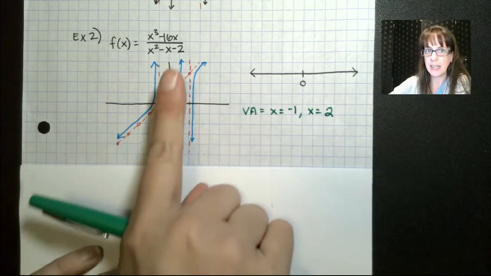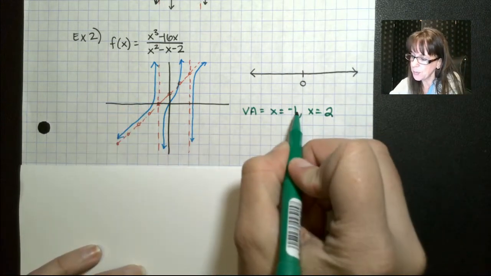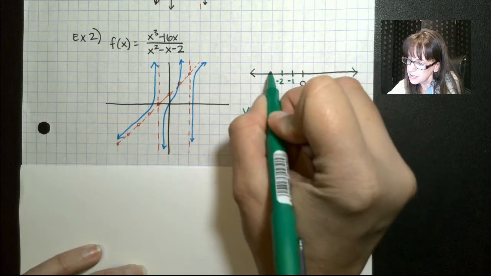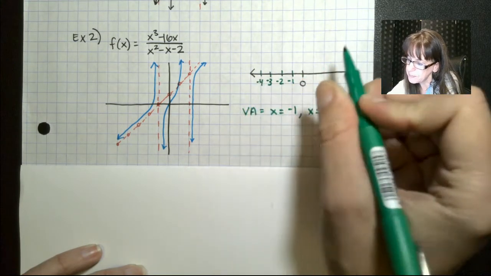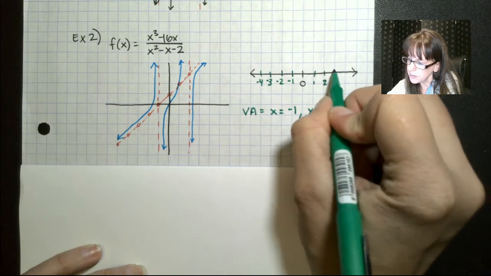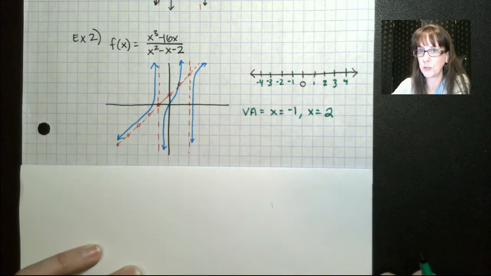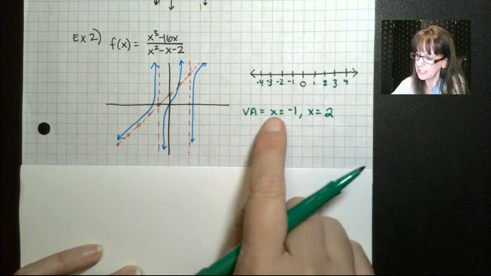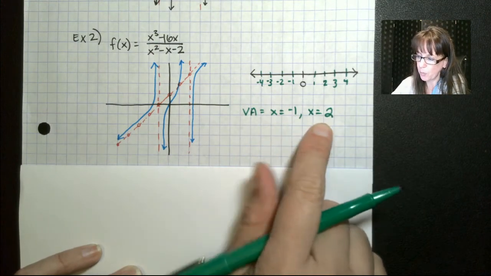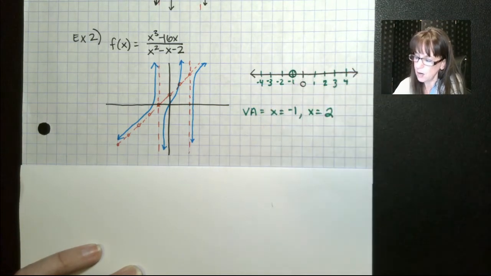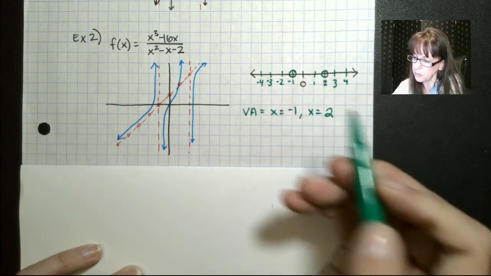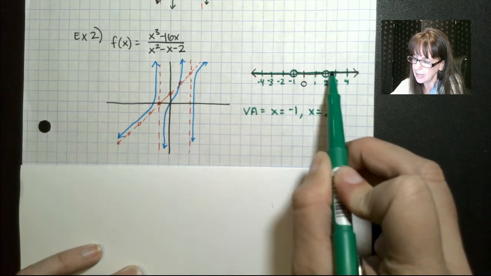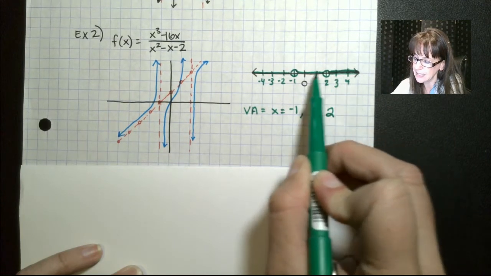Now imagine that I ignored this y-axis. So it's going to say like this: -1, -2, -3, -4, and then 1, 2, 3, and 4. So sometimes it's easier to graph this on a number line and then write your interval notation. So it does not include -1 or 2. So there is a hole at -1 and a hole at 2, but it does include everything else.